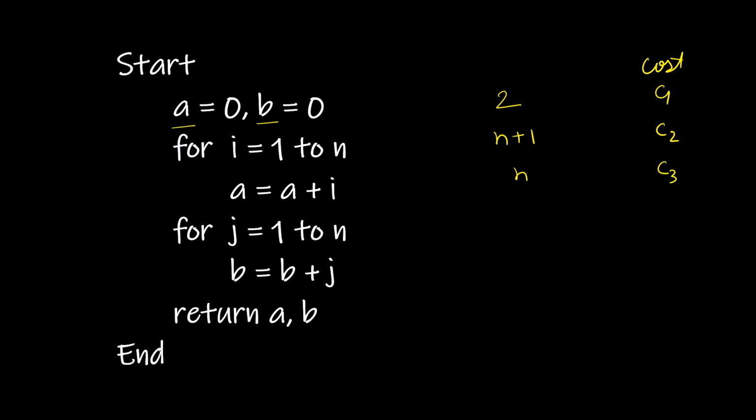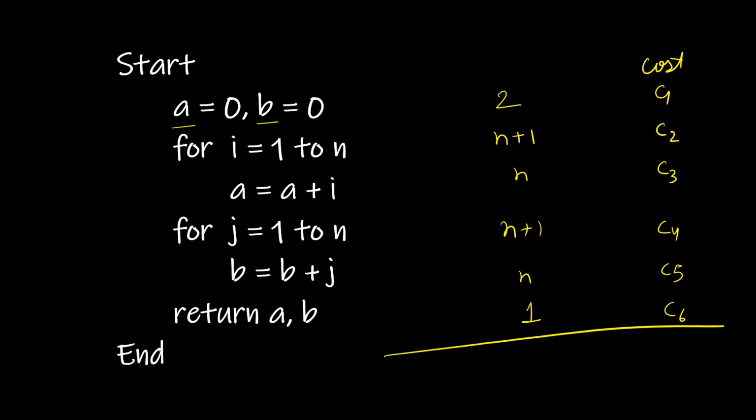Again we have a for loop which is independent of our previous for loop, and we again see that it also increments from 1 to n. So it will also run n plus 1 times and the statement inside it will also run n times. Let's say it takes time c4 and the statement inside it takes time c5. Next we have a return statement which will run only once and let's say it takes time c6.